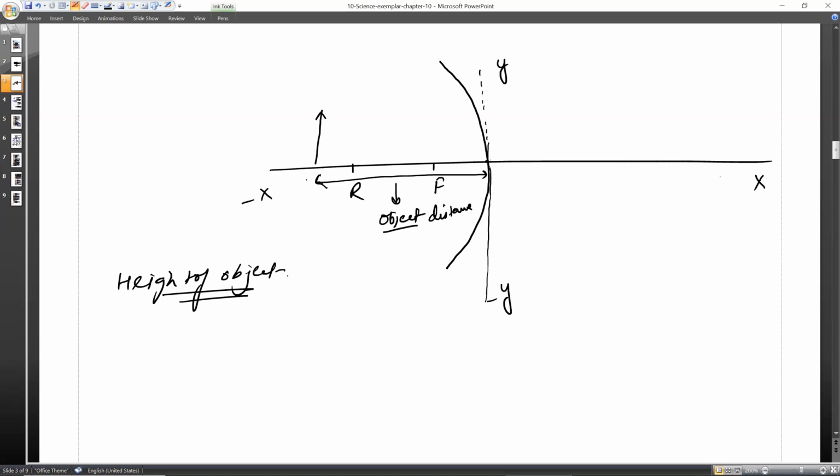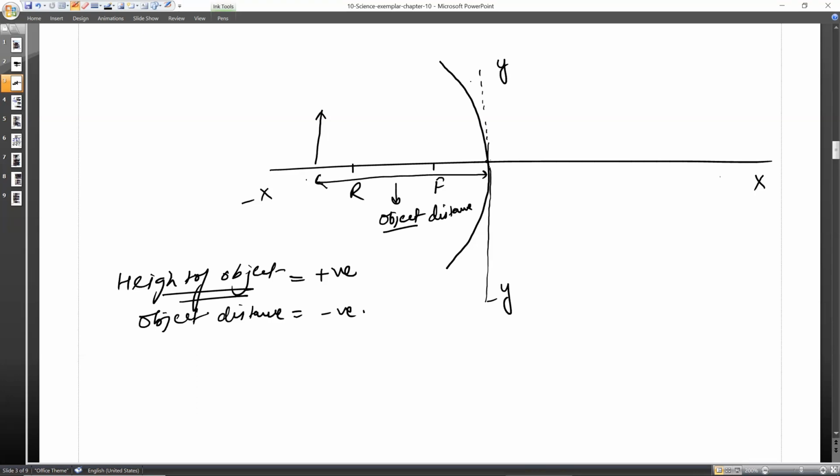So we will say that the height of the object will always be considered positive. Object distance will always be considered negative. Okay, object distance will be considered negative. Got it? Now, moving further, suppose I have an image formed by mirrors.